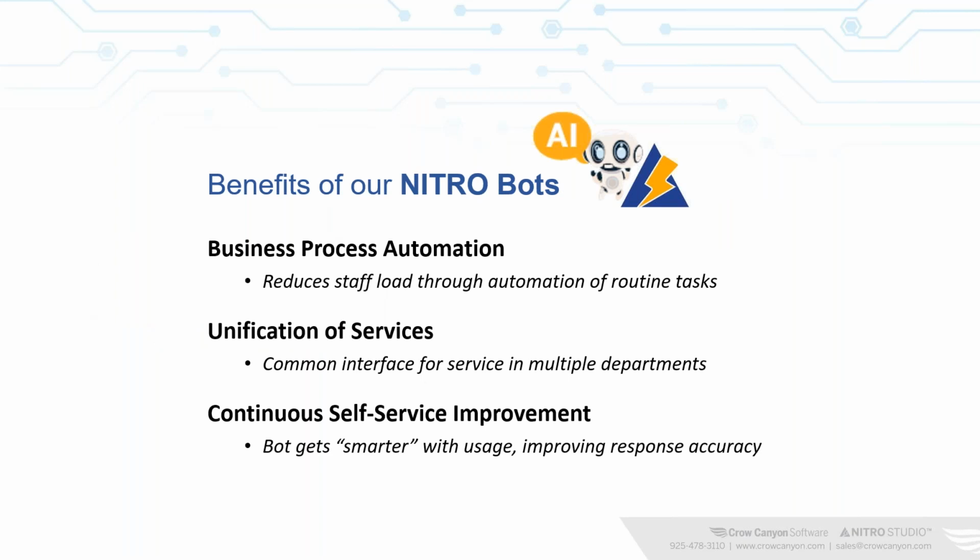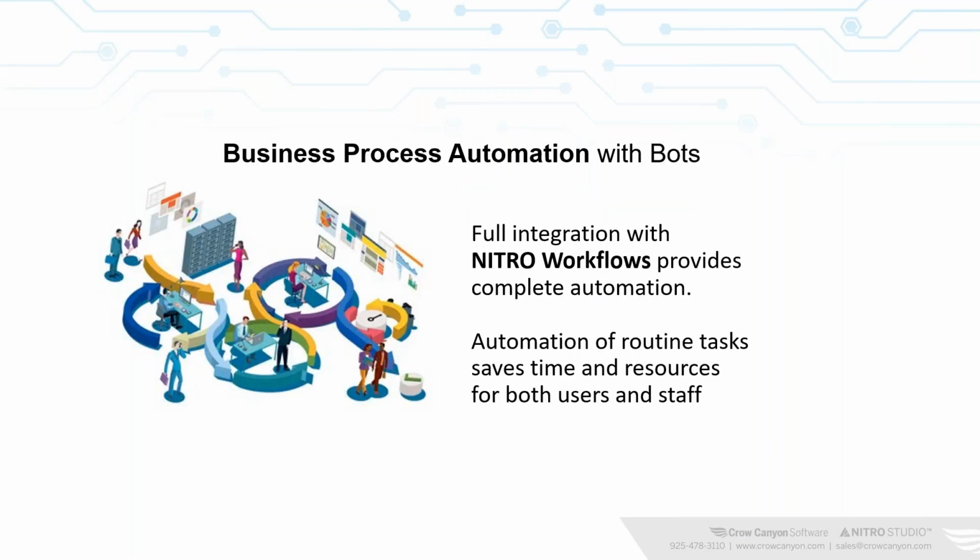And then we're going to say the specific benefits of our bot, the Nitro bot, that we see from our use of it. It's been out for a couple of years, and what we've seen in our users is there's business process automation, reducing staff load through automation of routine tasks. We already talked about that a little. There's a unification of services. That's, again, a common interface for service from multiple departments. They just go to the bot, ask the question, and you'll see that in our demo. And continuous self-service improvement. The bot gets smarter with usage, improving response accuracy. So this is all good stuff, and we're going to talk about this little by little here.